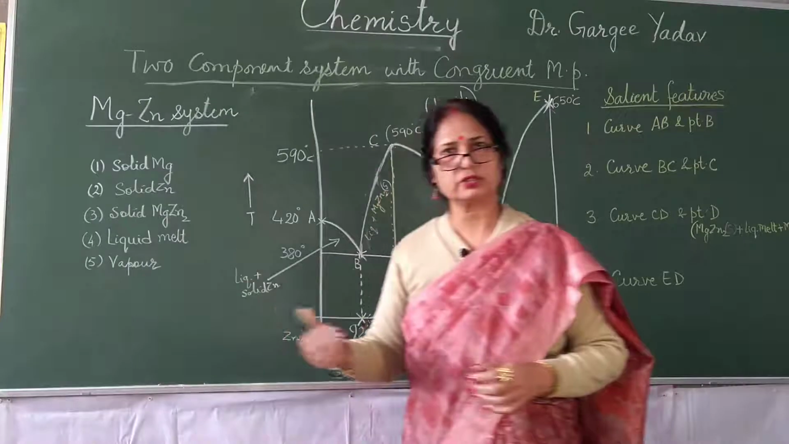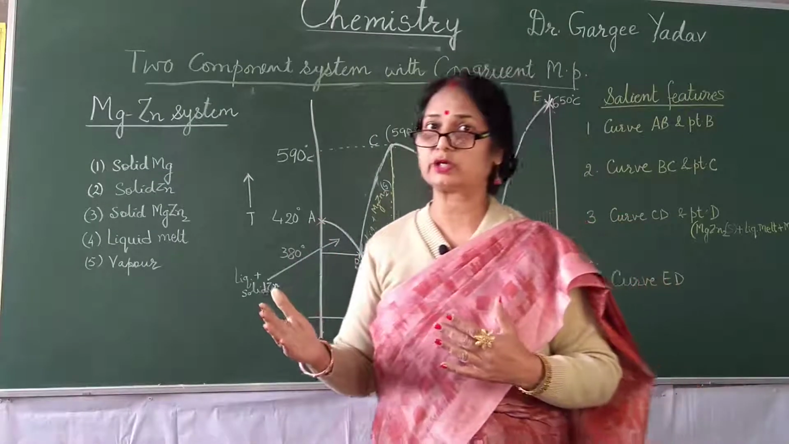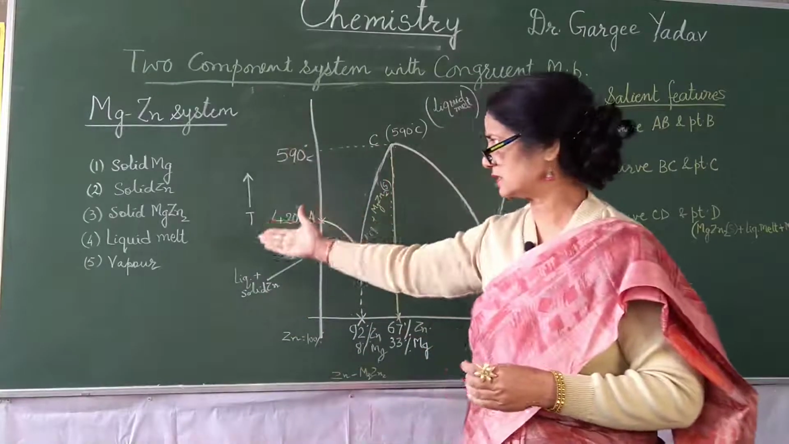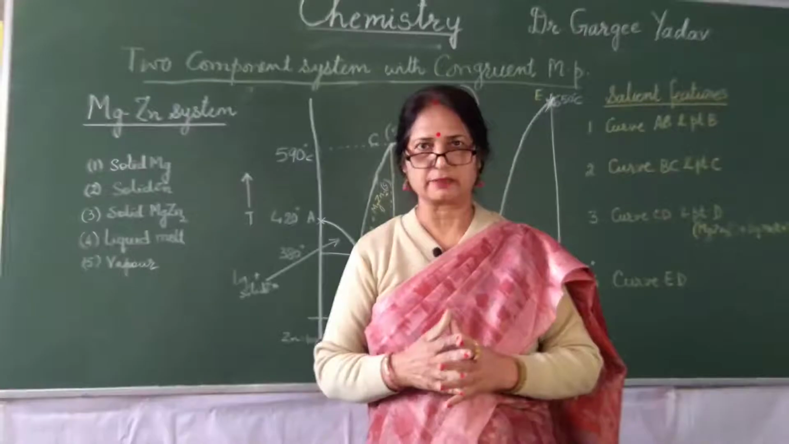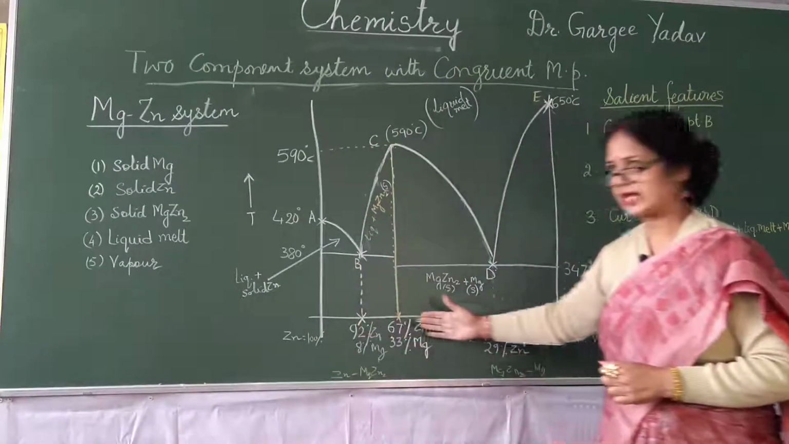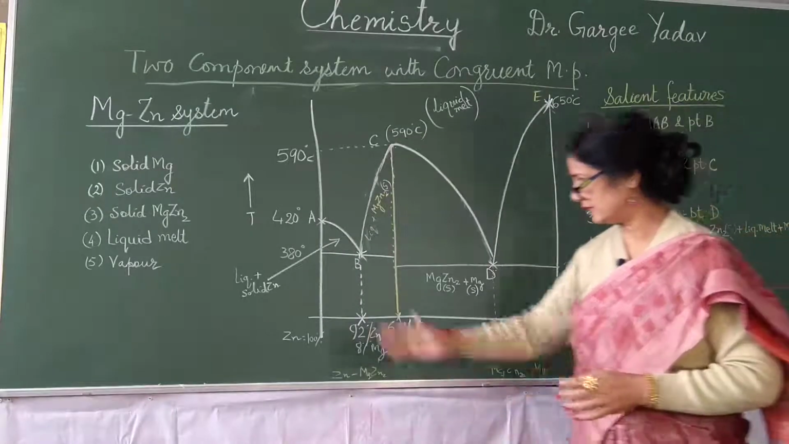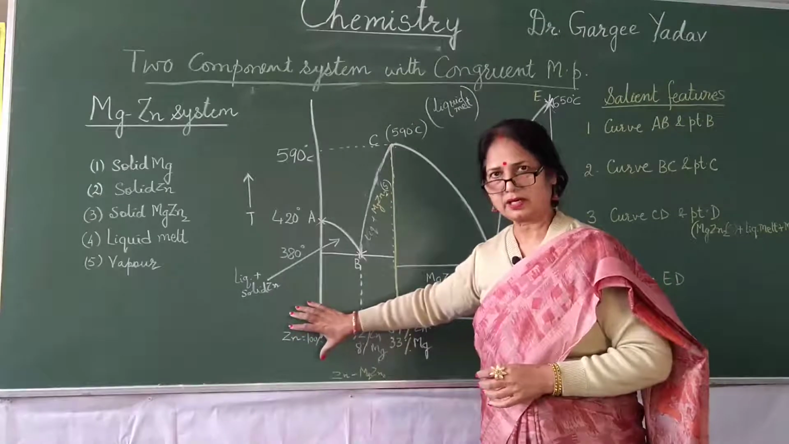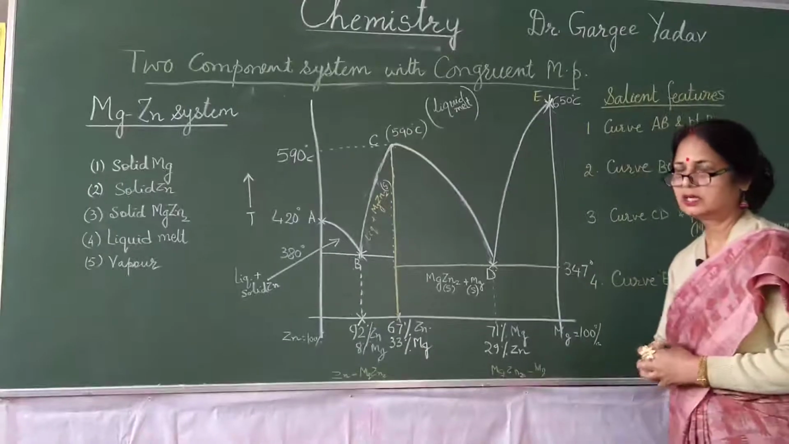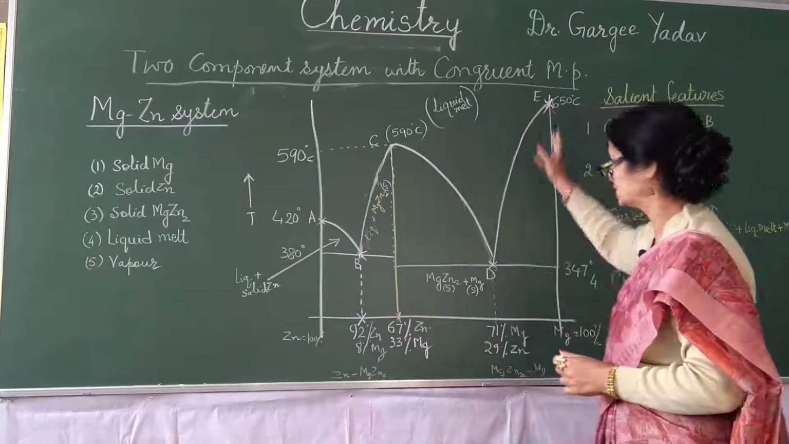Here we will ignore the vapor phase because we are keeping the pressure constant. It is a solid liquid equilibrium and we will be ignoring the vapor phase. So all these phases will be present in this diagram. Now let's come over to the phase diagram of the zinc magnesium system. What we have here is pure zinc, 100% concentration of zinc, and here on this axis we are taking 100% magnesium, and this is the temperature axis.